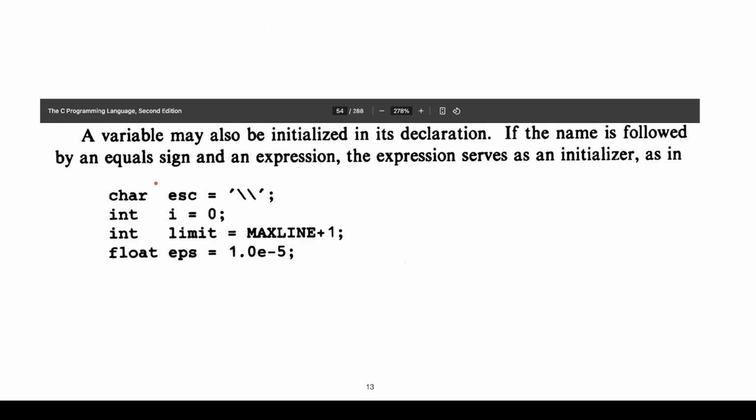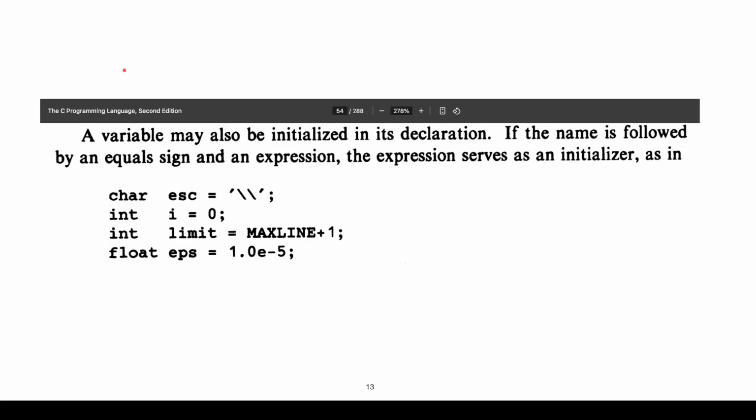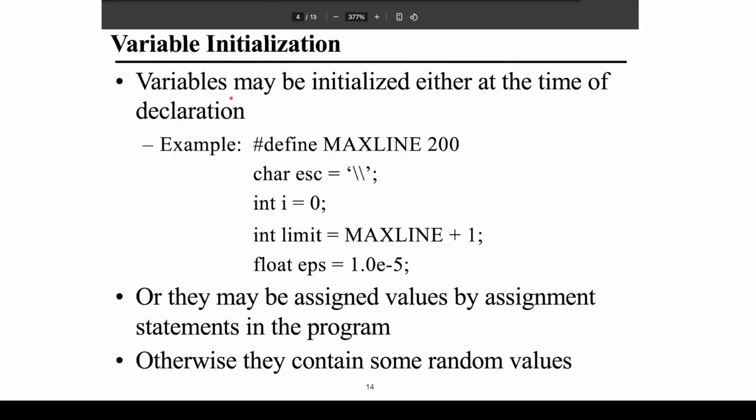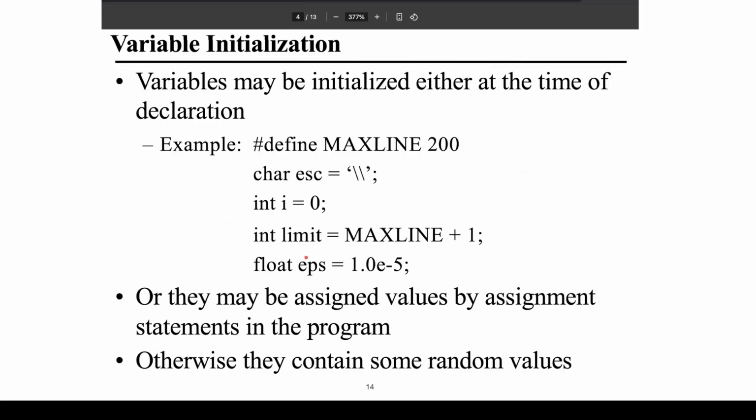I hope the difference between variable declaration and variable initialization is clear to everyone, right? These are the examples. Variables may be initialized at the time of declaration. In the declaration, the data type is compulsory. After the data type, when you mention the variable name and then assign the value, this is initialization. But later on, if you change the value, that is assignment. So either you initialize the value during the declaration time, as in this example, or they may be assigned values.